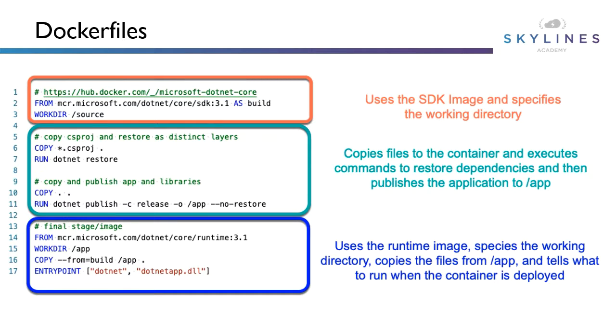This is the runtime image, so it's going to be a smaller image, which will in turn make our container smaller and more portable. We are then copying the output of the app folder from the previous build image, which used the SDK, and then finally telling Docker to run dotnet when the container is started.